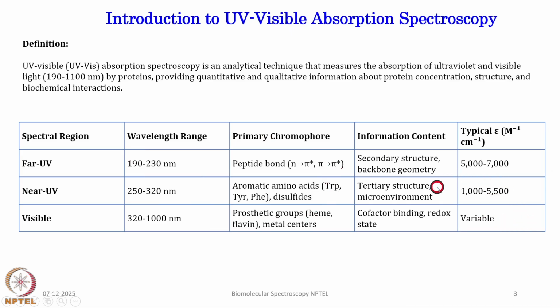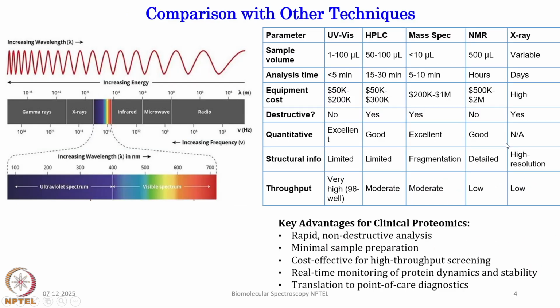right, and the extinction coefficient is low. So, absorption here is quite high when we look at the far UV region, but here the signal is low and therefore, for getting the tertiary structure of protein you require high concentration of protein, right. The third one is the visible region, where a heme group or flavin group or metal center, that prosthetic group absorbs, and this is cofactor binding or redox state of protein you can determine, and the ellipticity is typically variable, right. So, this is something that we have already seen.